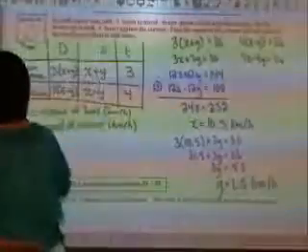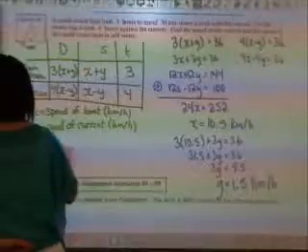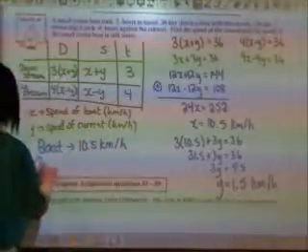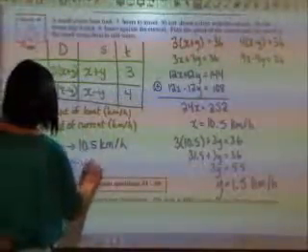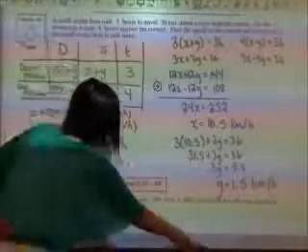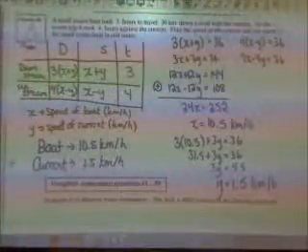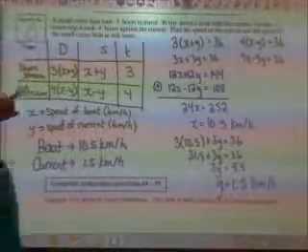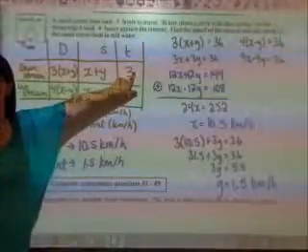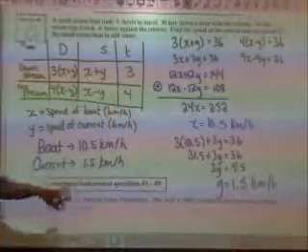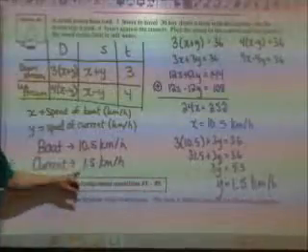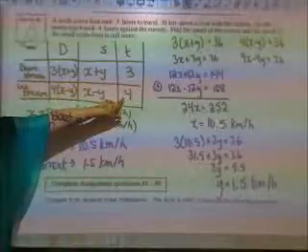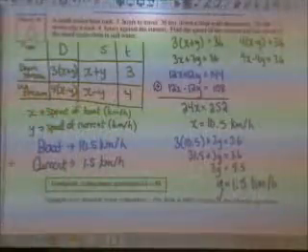So the boat has a speed of 10.5 kilometers per hour. The current is 1.5 kilometers per hour. If I add those two together, what do I get? 12. And what's 12 times 3? 36. That's my distance. If I subtract them, what's the difference between 10.5 and 1.5? 9. And over 4 hours? 36. I still get the same distance.